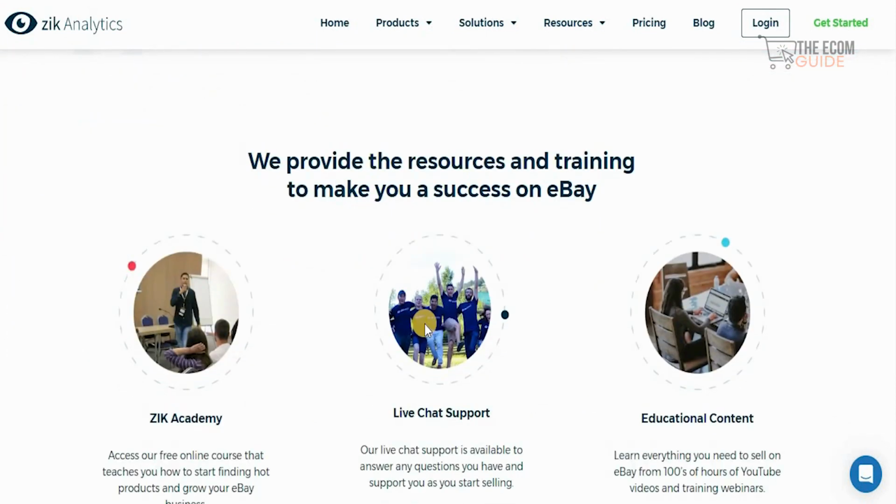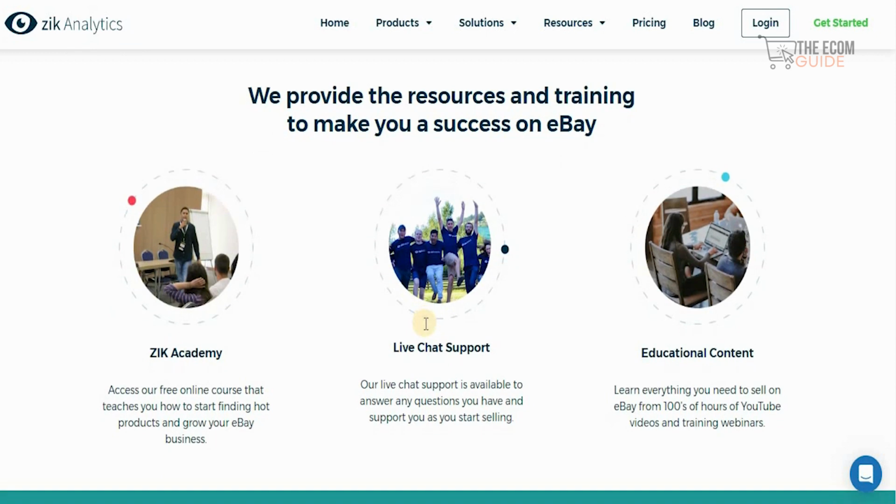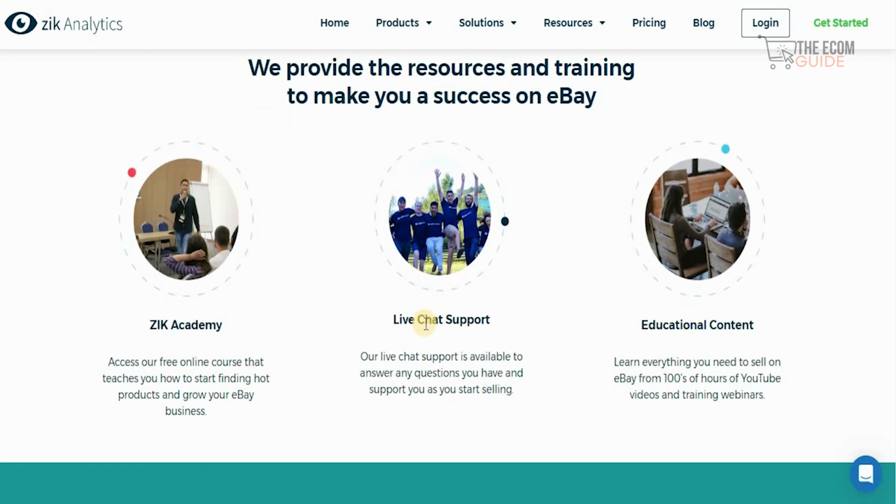And that is one of the elements that I personally believe can really differentiate and set your store apart. And one of the things that I need to mention, and I feel is very crucial whenever you're going for a platform to scale your business, is to see what kind of resources and training they provide. With Zinc Analytics, you get the Zinc Academy, live chat support, and educational content.